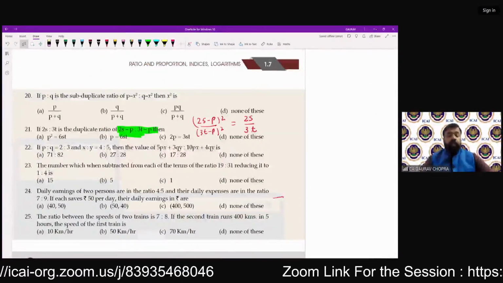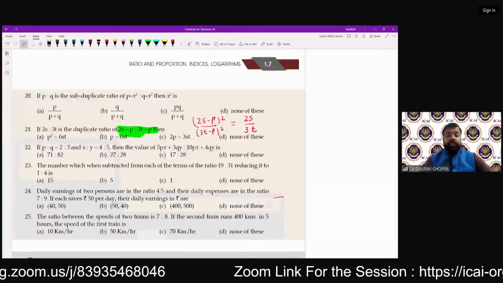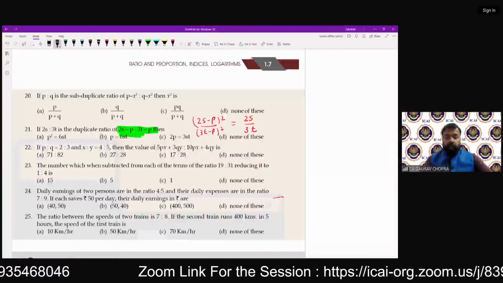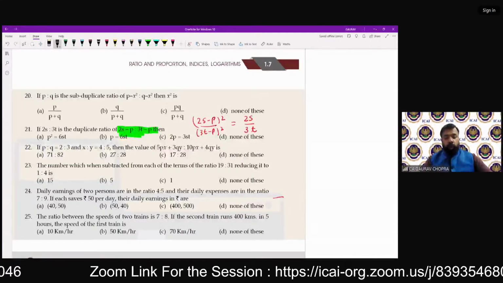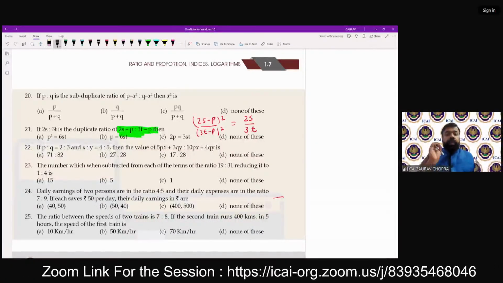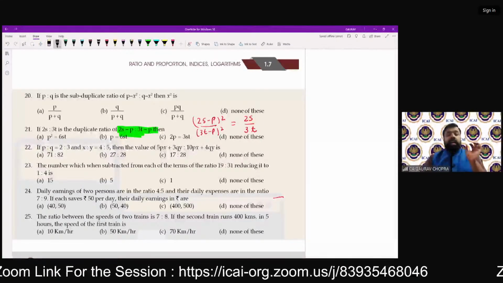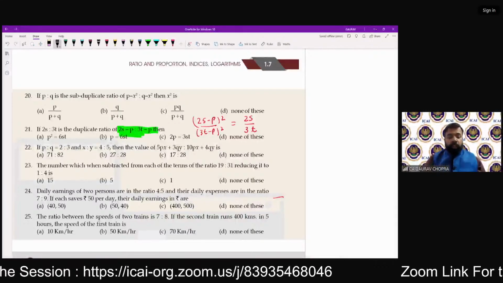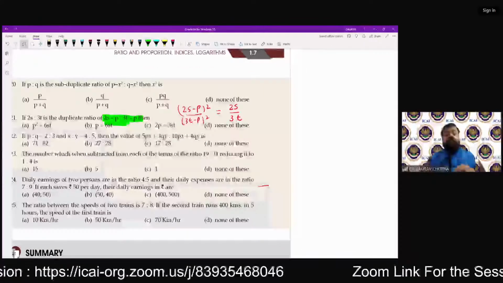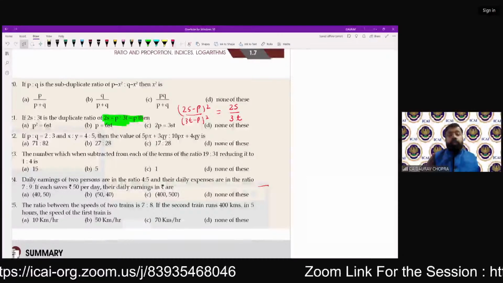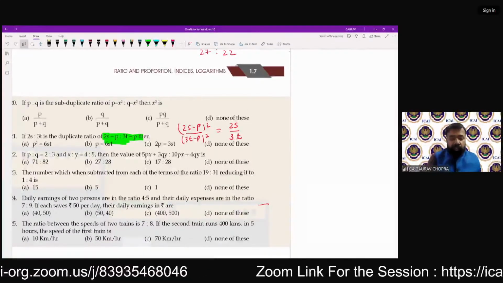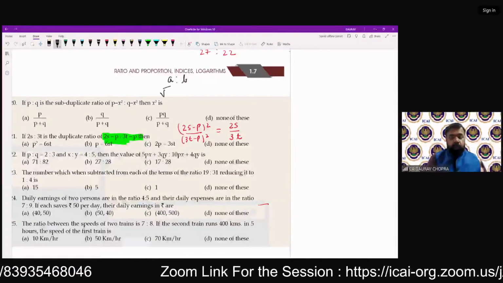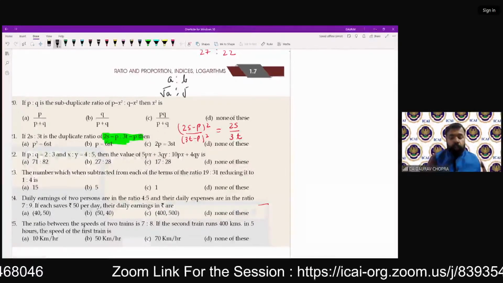Now, question number 20 says: p ratio q is the subduplicate ratio of p minus x square and q minus x square. Then find out the value of x square. जब भी ऐसा क्वेश्चन आता है, always arrange things in the given format. पहला स्टेप, क्वेश्चन को अरेंज करो. Subduplicate means square root of the original ratio. Let's say if a and b is the ratio, then its subduplicate will be square root of a and square root of b.